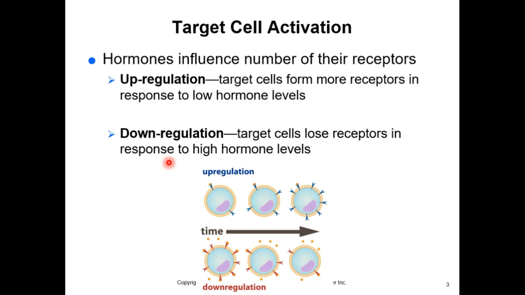And that's called upregulation. Now, if you had elevated hormone levels, if you have a hypersecretion disorder, then your body may compensate, your cells may compensate by downregulating receptors. So downregulation of receptors would occur in response to elevated hormone levels.